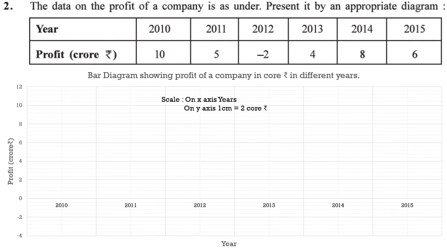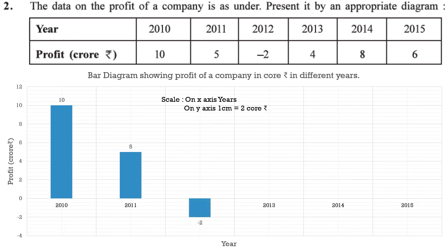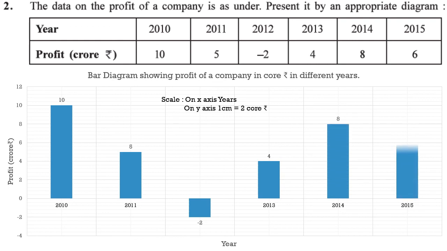Now for 2010, the profit is 10 crore, so its bar goes up to 10 crore. Next is 5 crores, between 4 and 6. Next is negative 2, that means I have to show it below the zero line. Next is 4, simple, and then 8, again very simple, and 6. Okay, so with this, the topic of the simple bar diagram is done.